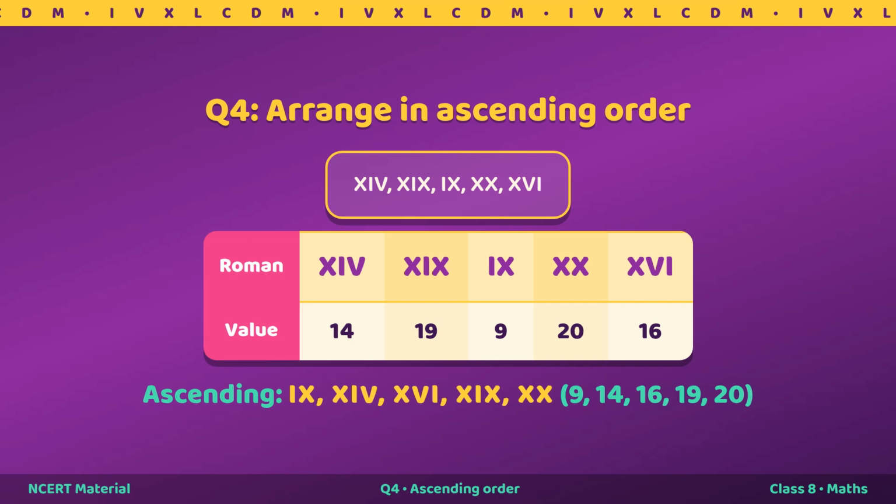Question 4. Arrange in ascending order, smallest to greatest. First, convert each one. XIV is 14. XIX is 19. IX is 9. XX is 20. And XVI is 16. Now arrange from smallest to greatest. 9, 14, 16, 19, 20. So the answer is IX, XIV, XVI, XIX, XX.